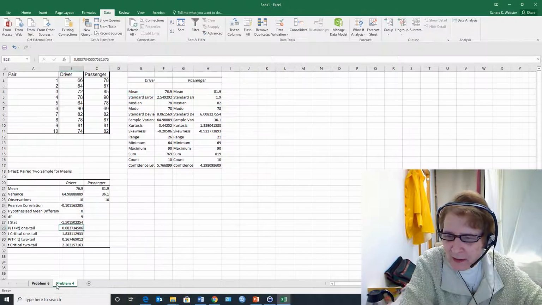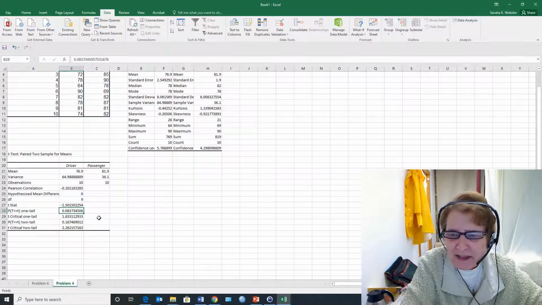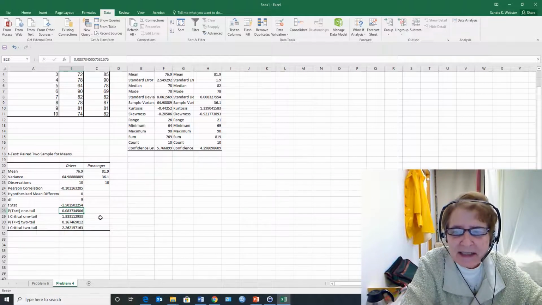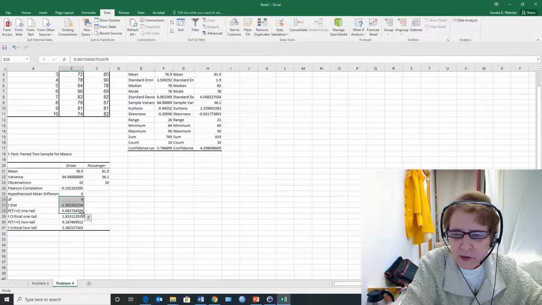When we go down, we look at the p-value. One-tailed is 0.0837. Is that statistically significant? Well, no, it is not less than alpha, which is 0.05. Again, we've got the critical value for one-tail, we've got the p for two-tailed, and we've got the critical value for two-tailed. What you need to report are your degrees of freedom, the t-statistic, and its p-value.